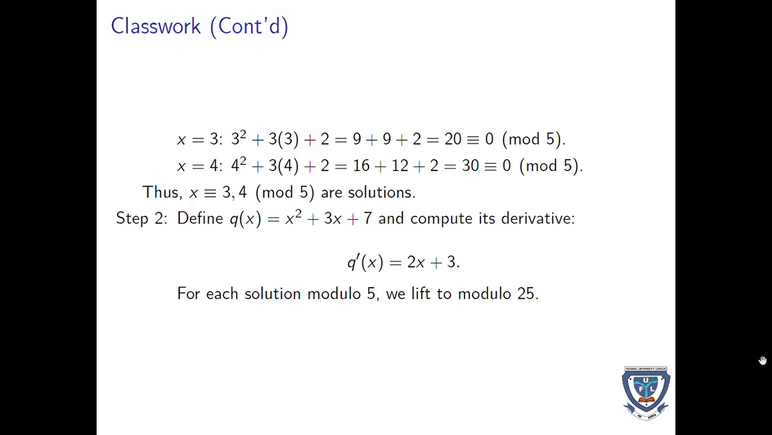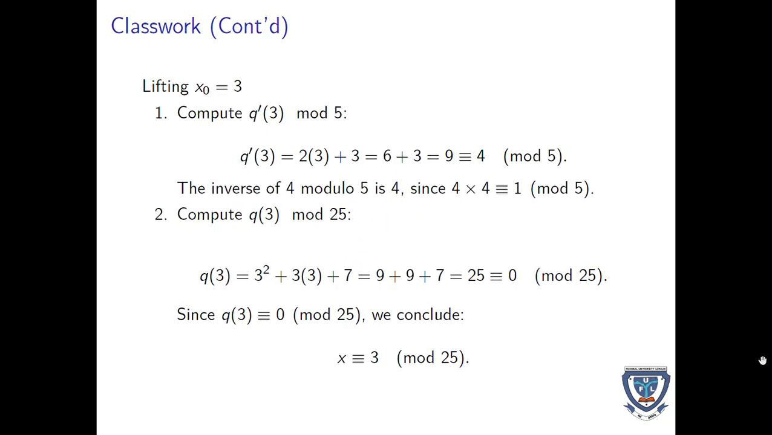Step 2, we want to define our Q(x). The Q(x) will be equal to x squared plus 3x plus 7, which is the given equation. Then you find its derivative, which will give us 2x plus 3. Now, we are going to check, when x is 3 and when x is 4, what is going to happen using our Hensel's lemma.